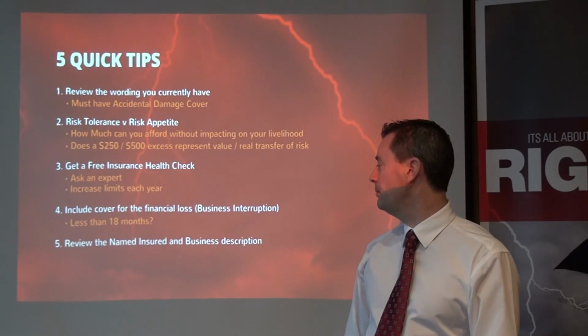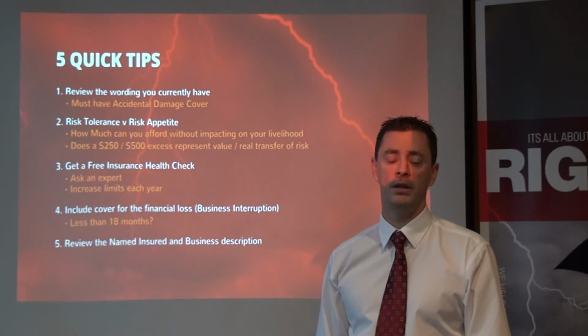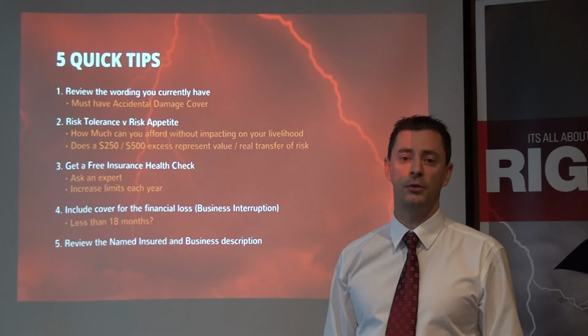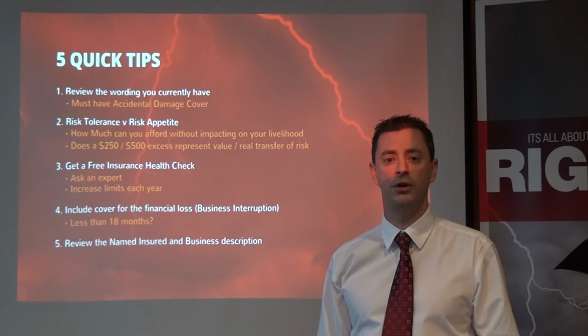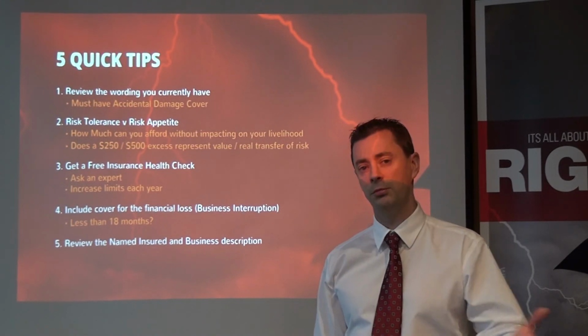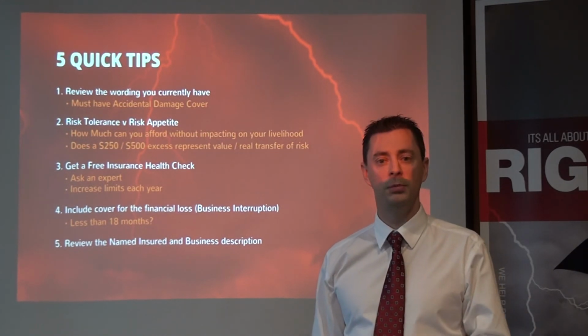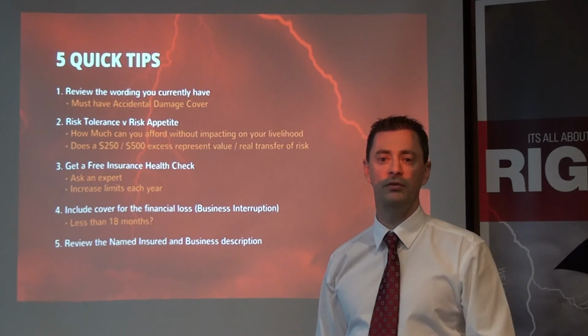Fifth, review the named insured and the business description. It amazes me the number of reviews that we do where this one ends up being the top priority. We've actually done the whole insurance program, but the name is wrong because it's in a superannuation fund or the assets are held by another party. We must get the insurable interest correct before we even delve into price.